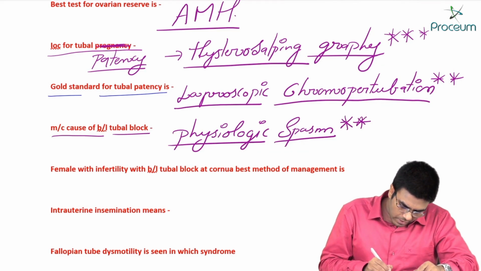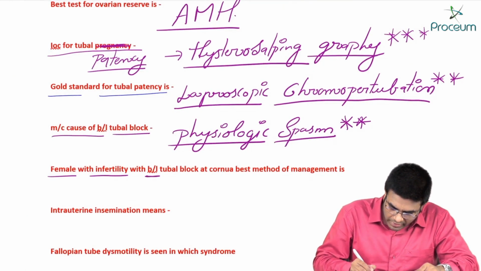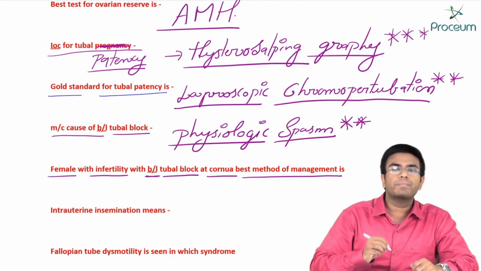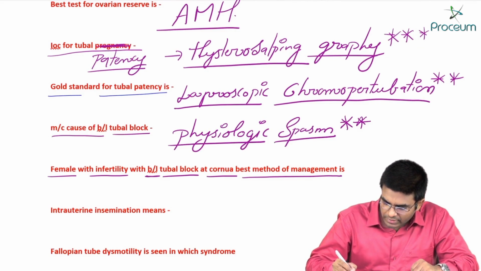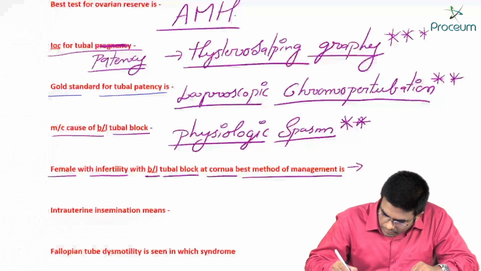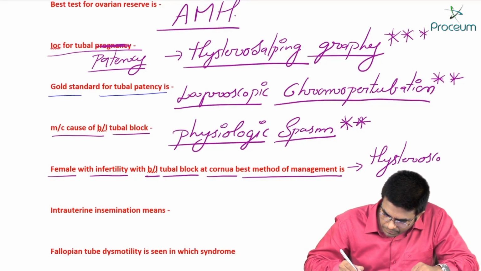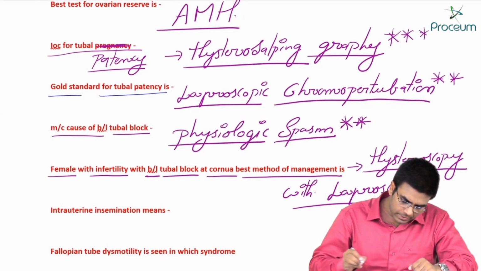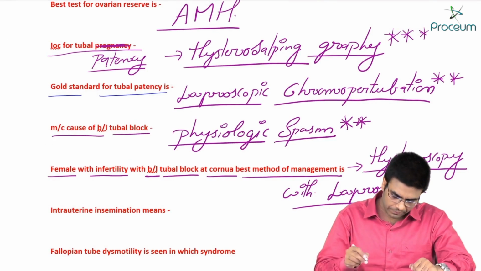Okay. Now, a female presents with infertility and she is having bilateral tubal block at the cornua. What is the best method of management? So, how do you have to manage her? This is a 2 times repeated MCQ in the PG exams. So, what is the best method of management? Here it is hysteroscopy with laparoscopy. Okay, so hysteroscopy with laparoscopy, hysterolap, is the best method of management for a female who is having infertility because of tubal blocks.